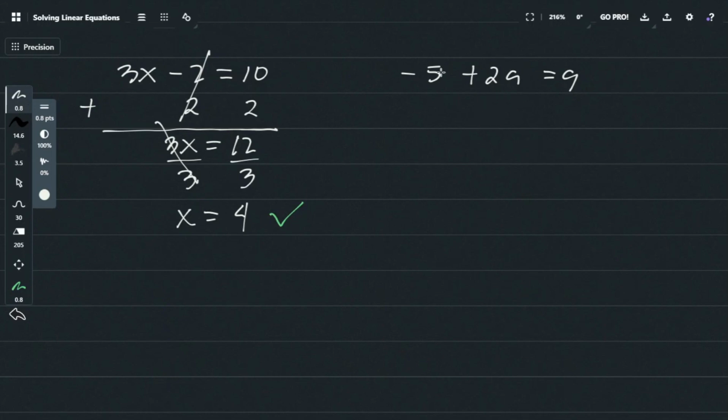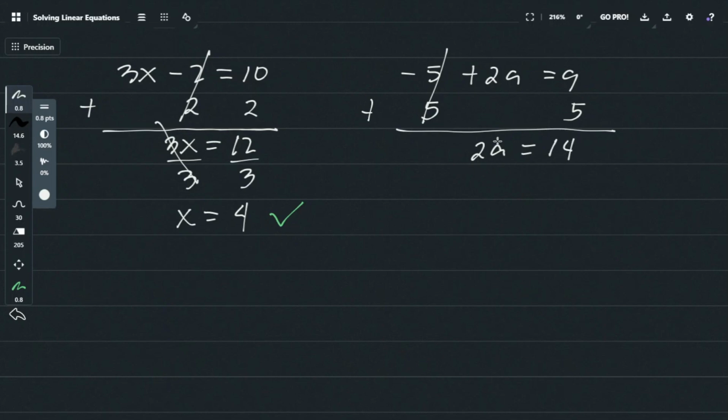Now another example, we have negative 5 plus 2a is equal to 9. So our constant here is the negative 5, right? So we are just going to find its additive inverse. So our additive inverse is just positive 5. So we are going to add positive 5 to both sides. So we can cancel this out. So we have 2a equals 9 plus 5, which is just equal to 14.